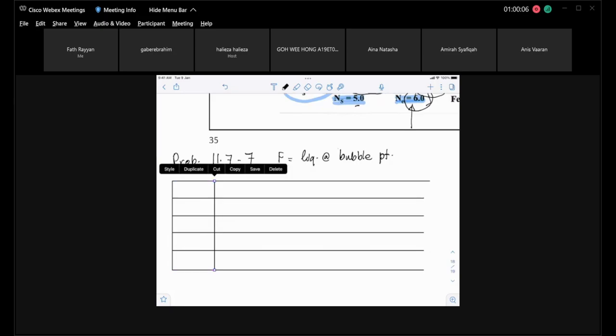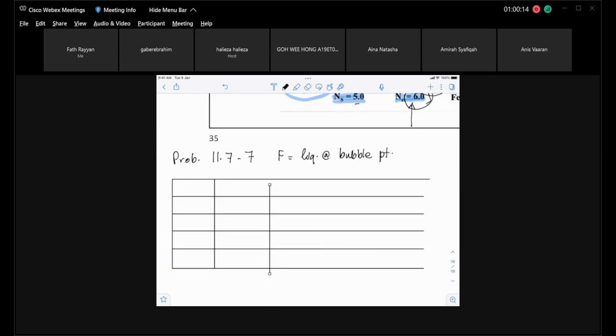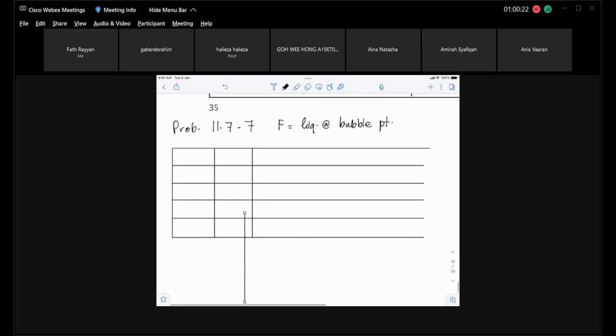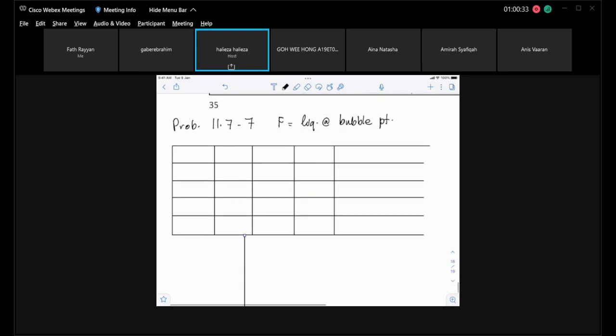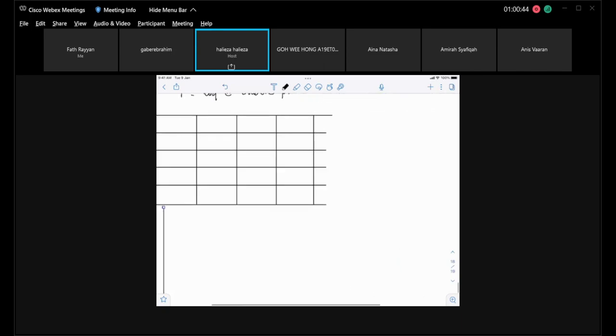That's for my component. I'm going to do the rest for the feed composition, and for the flow rate of the feed. I'll do the same thing for the distillate composition and for the distillate flow rate. Then the bottom product composition, and lastly the flow rate of the bottom product.